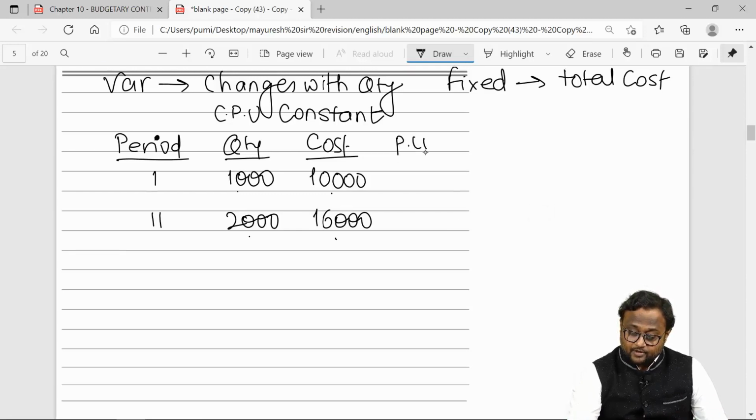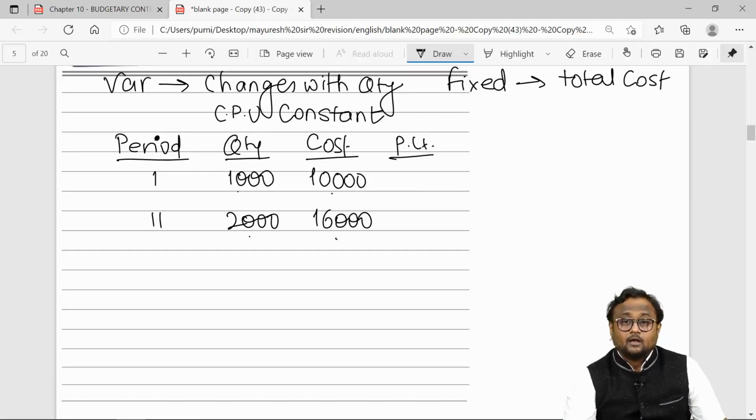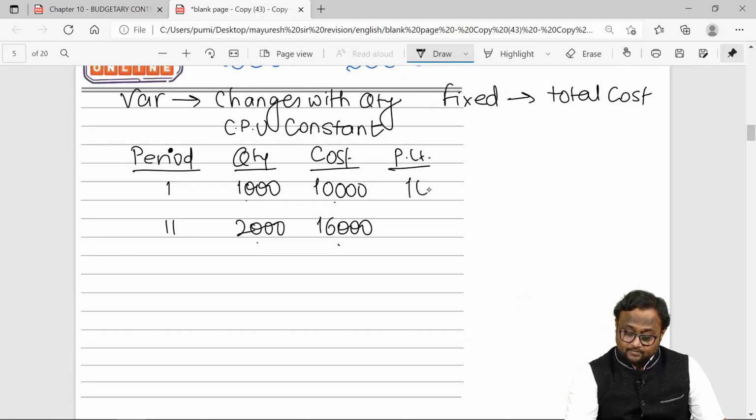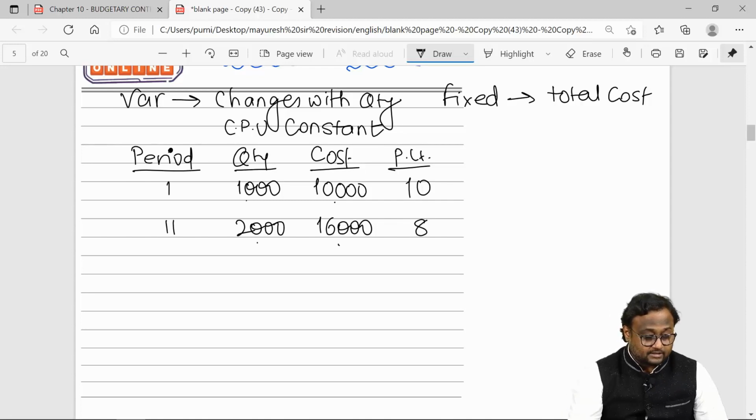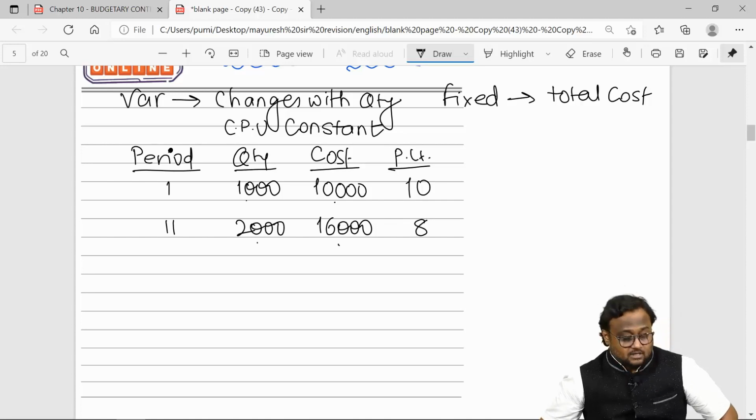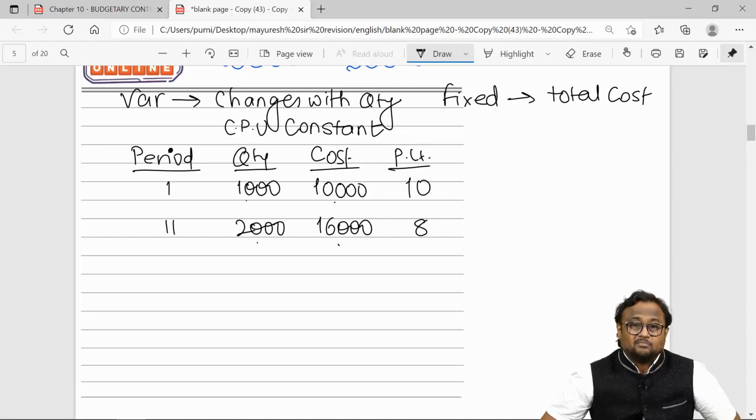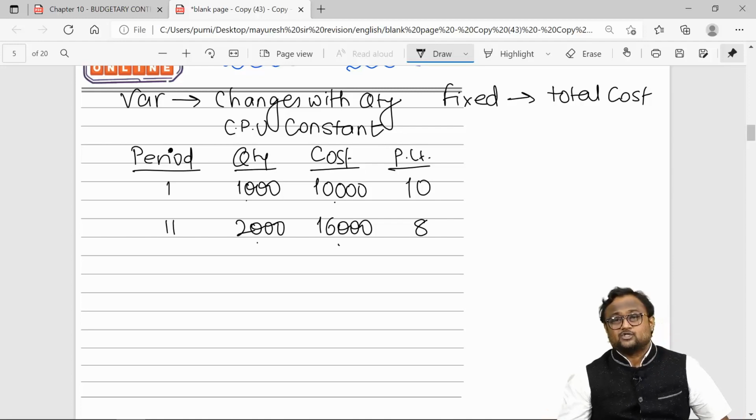So let me calculate per unit here. For 1000 units, the cost incurred is 10,000. That means cost per unit is 10. For 2000 units, cost is 16,000. That means cost per unit is 8. So I can see the change in the per unit structure. Per unit is not constant.